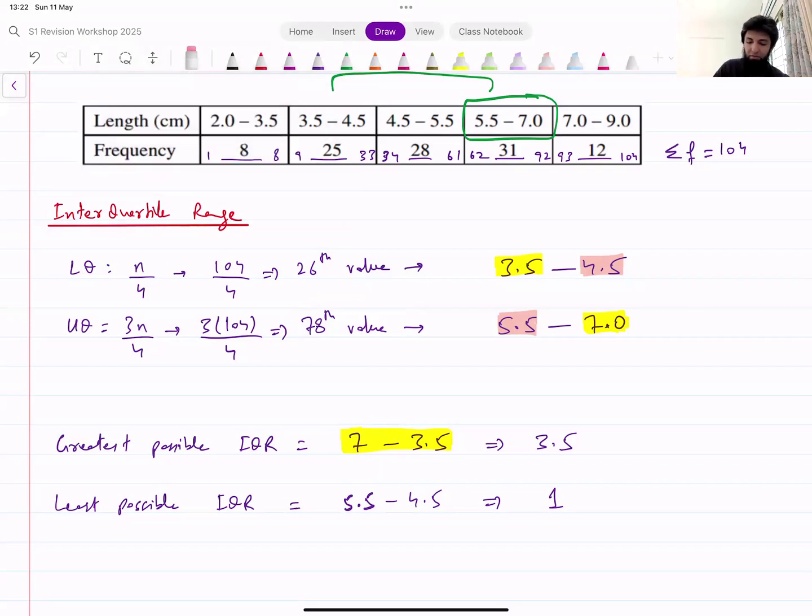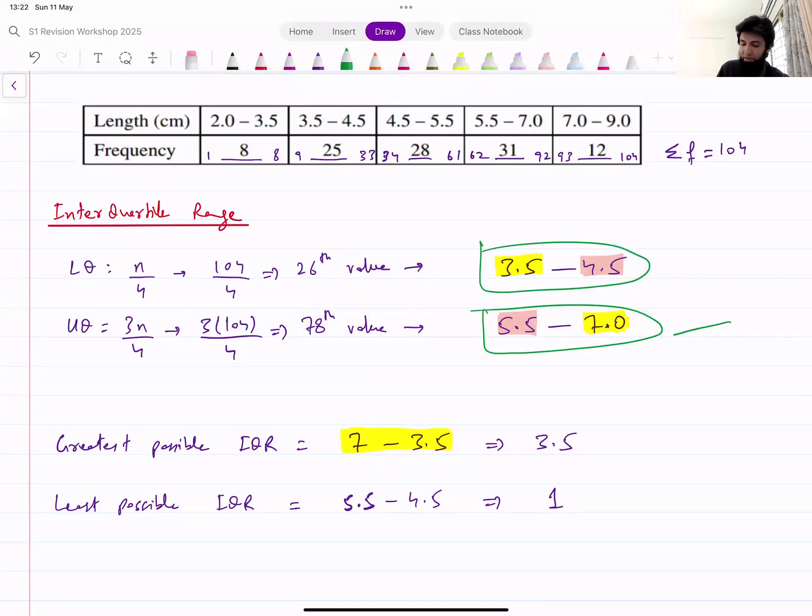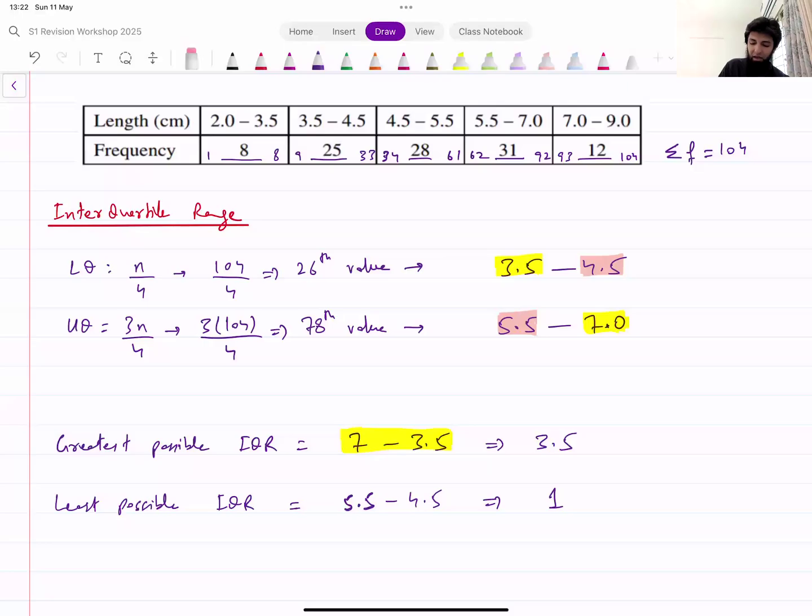Now, this is one interval, this is the other interval. Upper quartile is going to be in this interval, lower quartile in this interval. What's the maximum possible interquartile range? Interquartile range is defined as upper quartile minus the lower quartile.